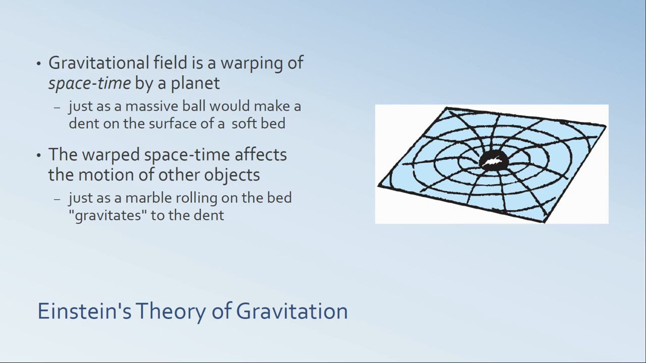Okay? And if we have another object like a marble and we roll it across the bed, what's going to happen? Well, it's going to roll into the dent towards the bowling ball, right? And Newton would say the bowling ball is attracting the marble. But Einstein looks at it and says, no, the marble is just rolling in the dent in space time. Okay. So actually, in Einstein's theory, it really doesn't have to do so much with the inherent mass of the object as it does the dent in space time that object made.